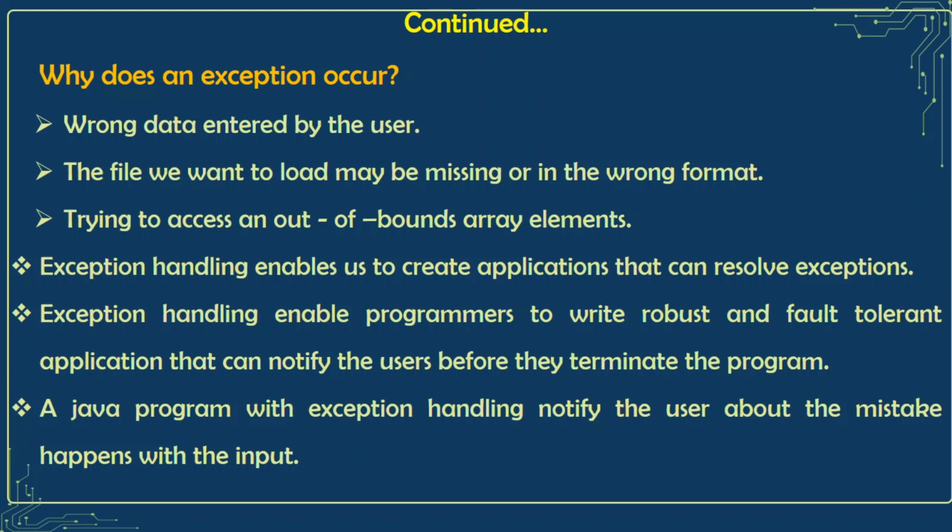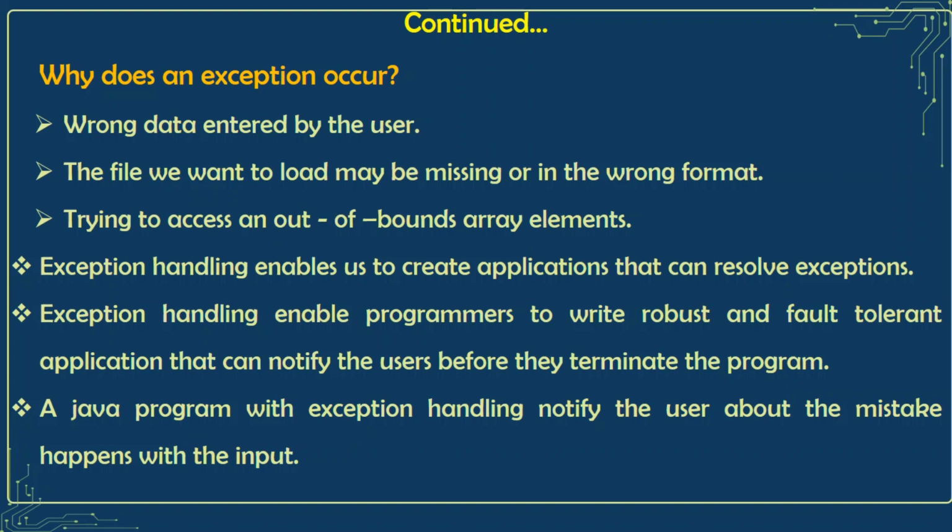The other is trying to access an out-of-bounds array element. An array is a data structure that enables us to store multiple values of the same data type. So it has an array size. If you try to access beyond the array size, where there is no element residing at that index, an array index out of bounds exception will happen.